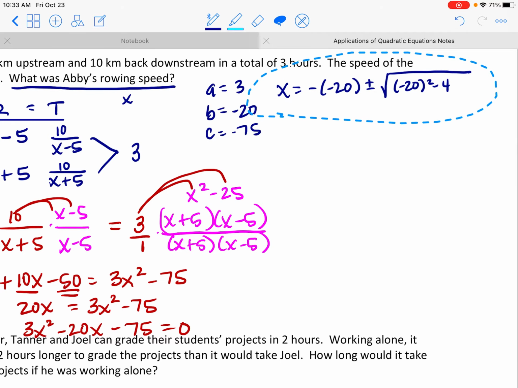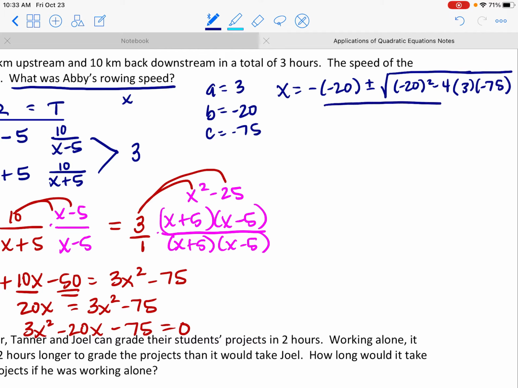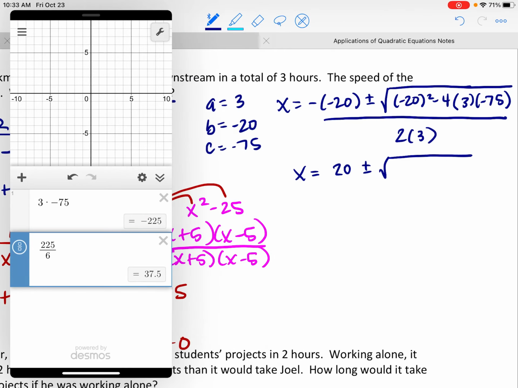Luckily, I have these little tools that let me move stuff around. Okay, negative b plus or minus the square root of b squared minus 4 times a times c, and this is all going to be divided by 2 times a. So we're looking at 20 plus or minus the square root of something. Let's figure out what that is.